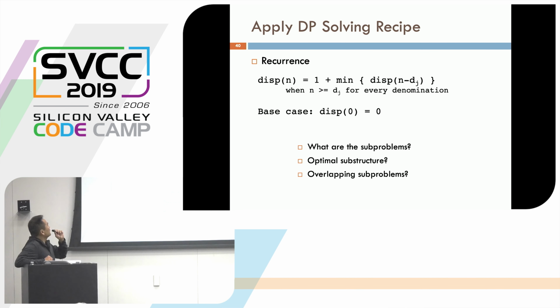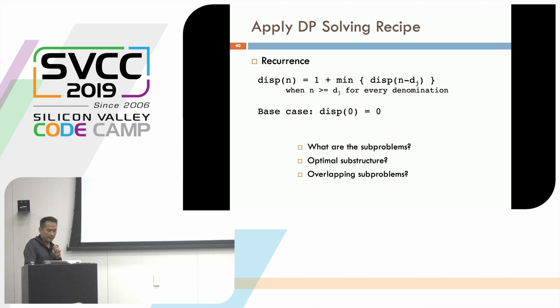It's essentially 1 plus min of DISP of n minus d of j, meaning all the coins. You iterate through all the coins, and you calculate the minimum of n minus that coin. Right? In this case, we're going to iterate through all the denominations. Then you have the base case there.